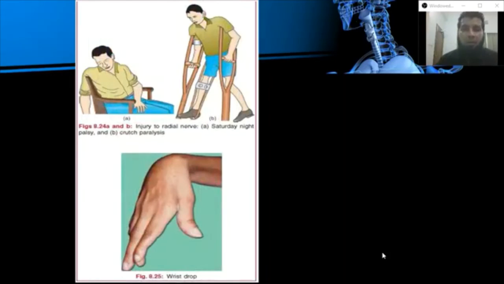So now about the nerve injuries. If the radial nerve gets injured, it is called wrist drop or Saturday night palsy. Look, sitting at the table like this will compress the radial groove, and the radial nerve gets injured, or using a crutch like this. So there will be Saturday night palsy, also called wrist drop. Wrist drop occurs in case of radial nerve injury.